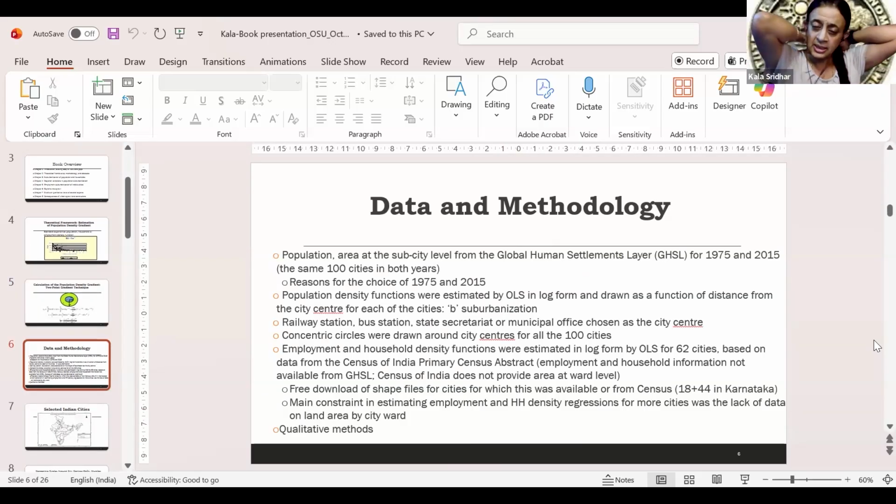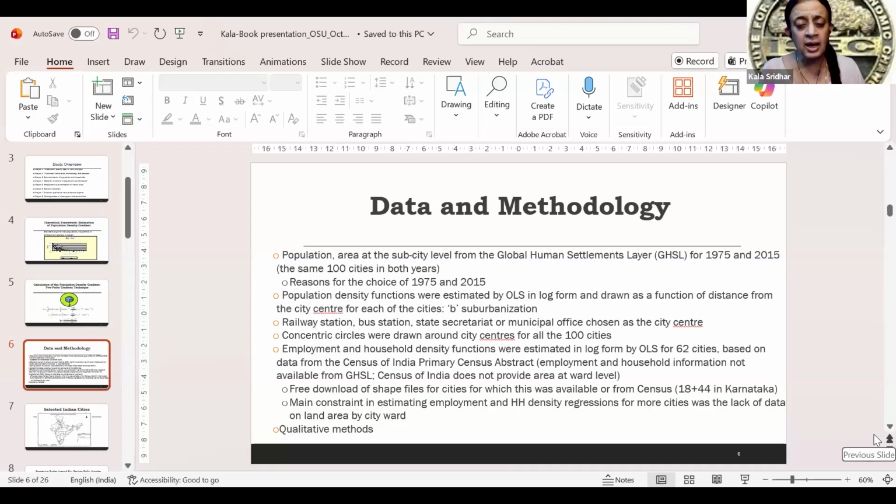So this is the data and the methodology followed for this research. So I was able to get population, area at the subcity level from this data set called the Global Human Settlements Layer for 1975 and 2015. And we use data for nearly 100 Indian cities, right? For both years, 1975 and 2015. And then the period is very clear why we chose this, because this is the earliest, and at the time of completing the research for this book, 2015 was the latest year for which the data were available. But now my PhD students tell me that it's available for 2024, but after I finished this research.